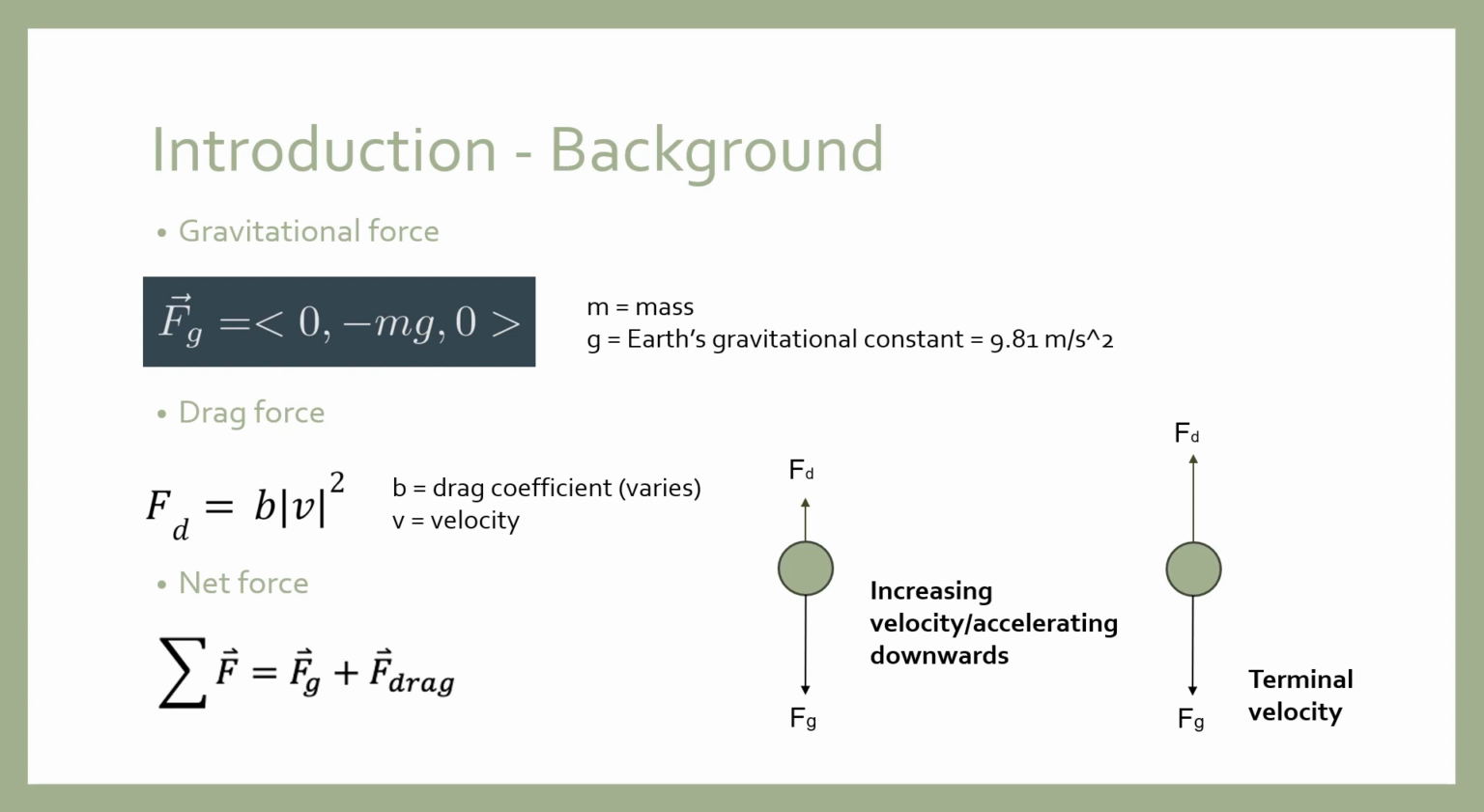The free body diagram on the left shows when the object begins to fall as gravity is greater than the drag force and causes a downward acceleration. The free body diagram on the right shows the object reaching terminal velocity where the drag force balances out the force of gravity and the velocity is constant.